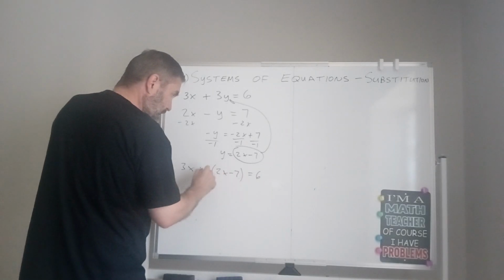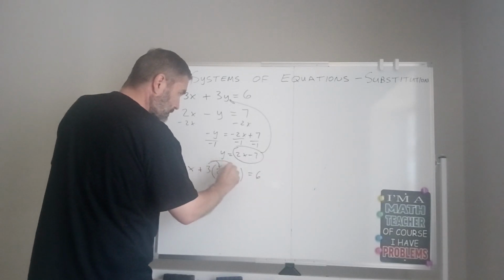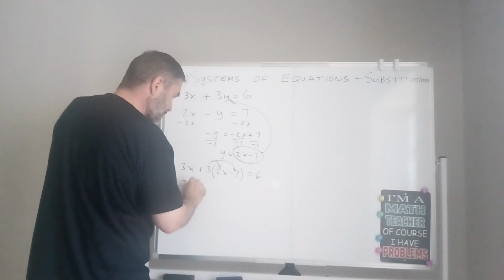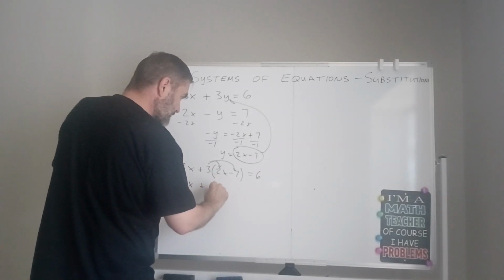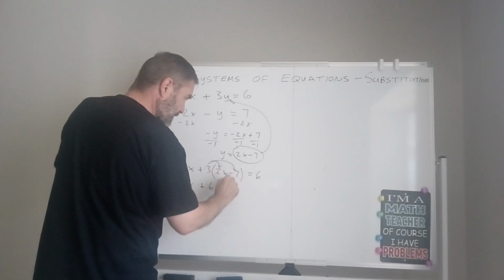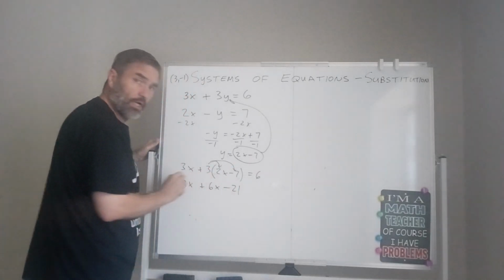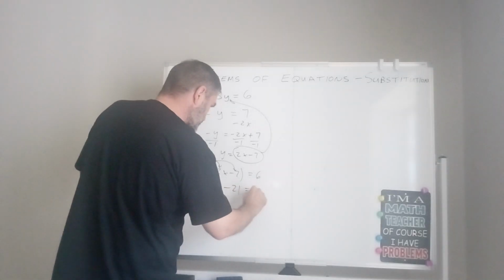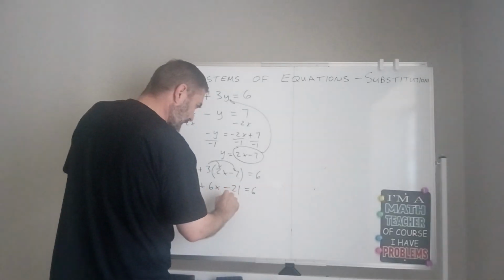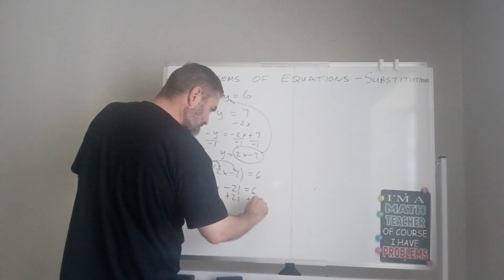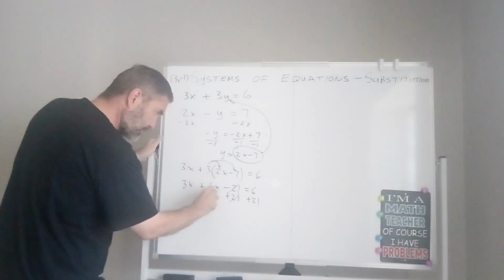So now we're going to distribute here. I'm going to take 3 times 2, 3 times -7. The 3x stays alone right now. So that's going to be 6x, 3 times 2, 3 times -7, -21. Watch your signs there. And that's going to equal 6. Well, I can already see I'm going to add the 21 over, and I can combine 3x plus 6x.